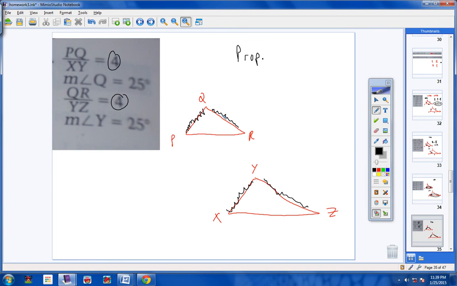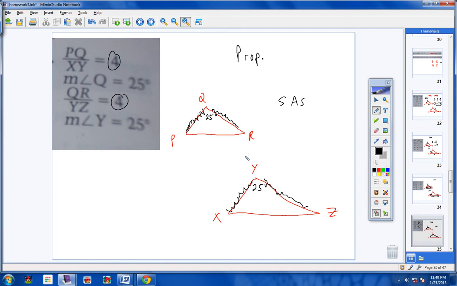Now all that we need are included angles. That would be Q and Y. Well, look, angle Q is 25 degrees. Angle Y is 25 degrees. So we've got side, angle, side. We have an included angle that's congruent to an included angle over here, and the sides are proportional.